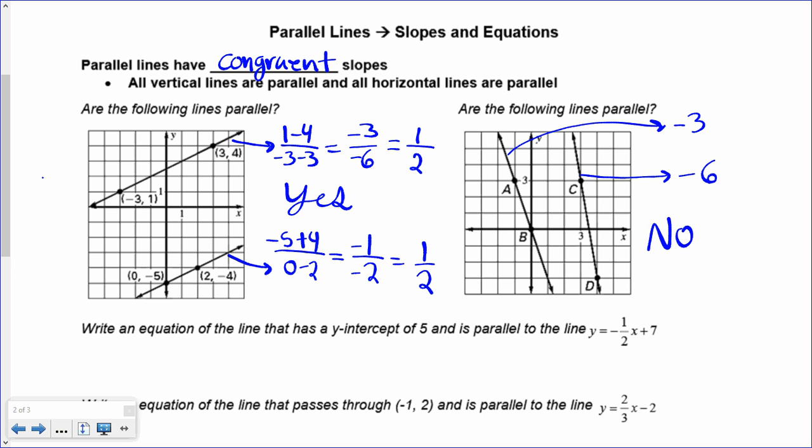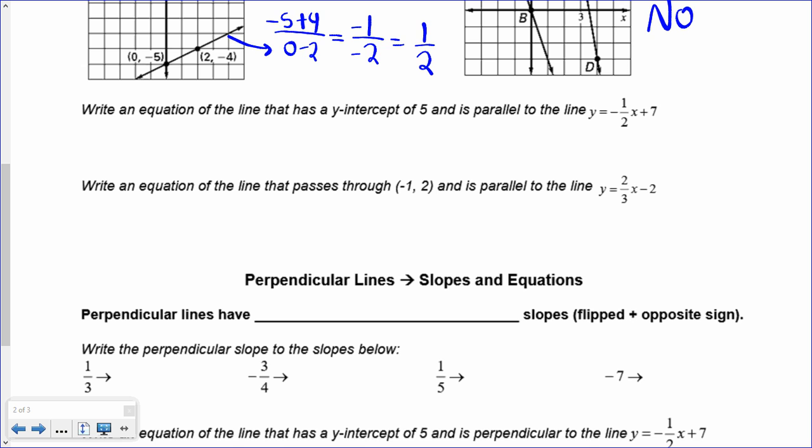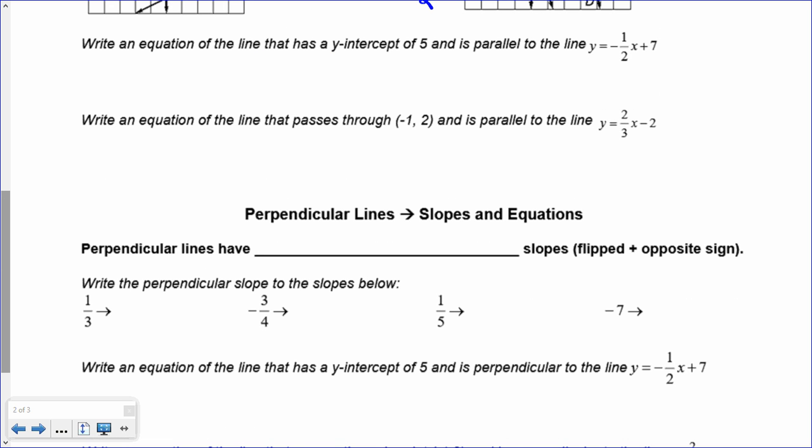Alright, questions on that? Pretty straightforward, right? Alright, now we're going to switch to writing equations. That's determining if they're parallel or not based on the slopes. Now we're going to assume that we have a parallel line and write the equation. So you're going to have directions like this.